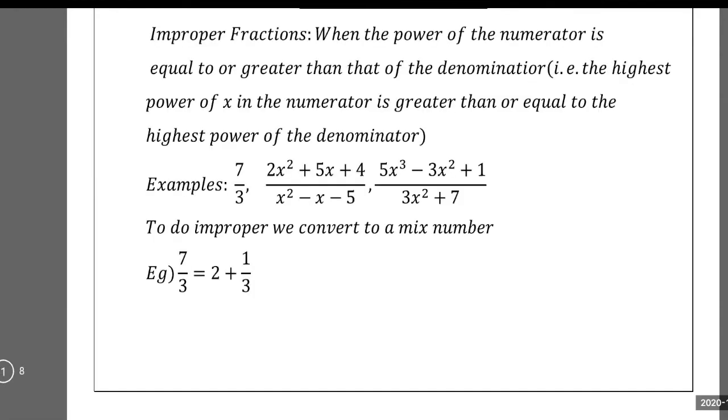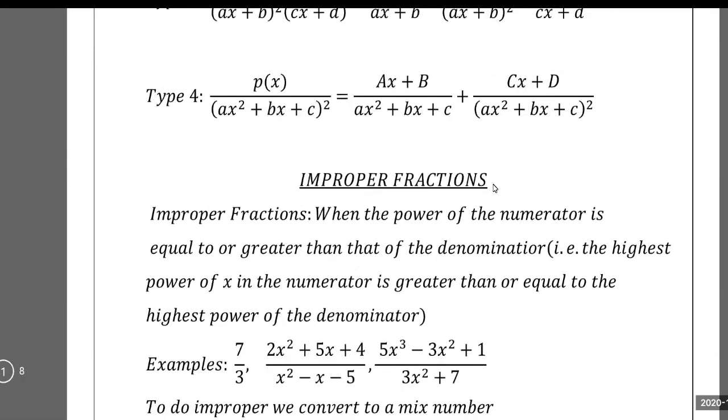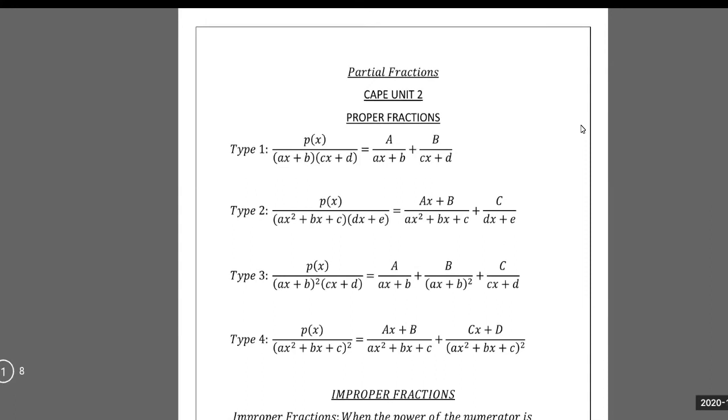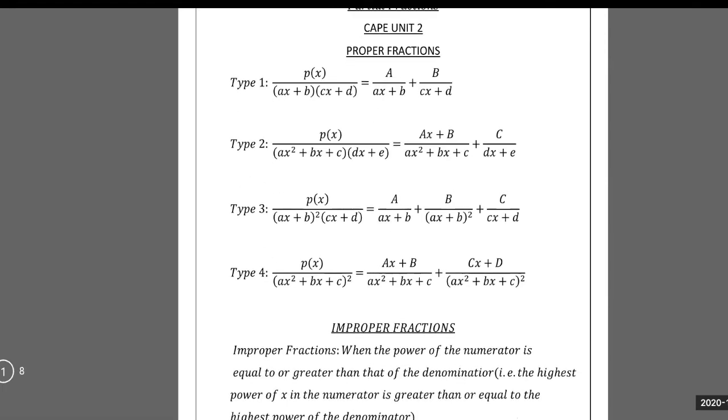There are some rules to do partial fractions, and these are the rules. For CAPE Unit 2, there are two types of fractions known as proper fractions and improper. Just like in primary school, improper was like 5 over 7, 5 over 4, 7 over 4, 3 over 2, 9 over 2. Those are improper when the numerator is greater than the denominator. Now, in terms of CAPE Unit 2, whenever the power of x in the numerator is equal to or greater than that of the denominator, then it's improper.